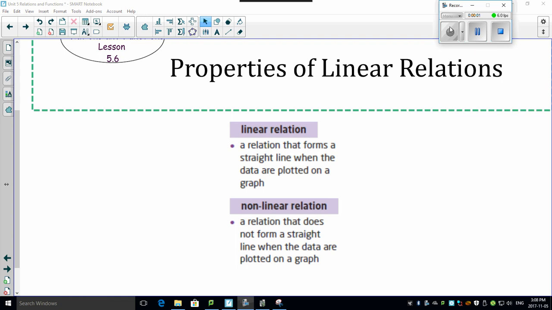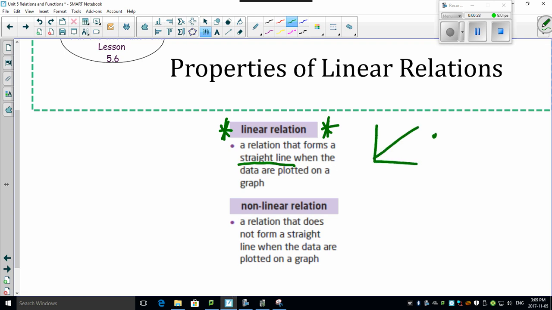Do you remember when we were talking about relationships and we said that we can have straight line relationships or non-straight line relationships? We're going to concentrate specifically on straight line relationships for the rest of this entire unit. What is a straight line relationship? It's called a linear relationship. Why? Well, linear relationships are straight lines, and remember, a straight line was something called constant.